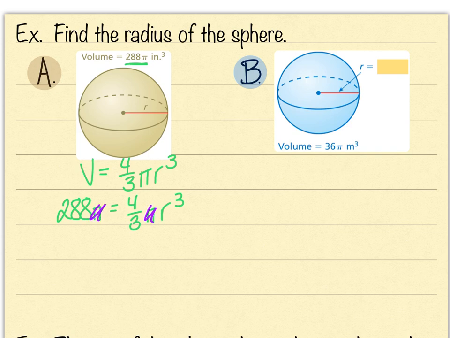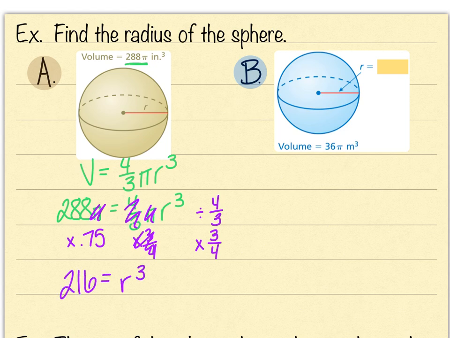And then we have to get rid of this 4/3. So we need to divide both sides by 4/3. But remember that dividing by a fraction is the same as multiplying by its reciprocal. So dividing by 4/3 is the same as timesing both sides by 3/4, which will help us cancel out the 4/3. Since I'm using my calculator, instead of timesing by 3/4, we could just times by 0.75. That's the reciprocal of 4/3. So 288 times 0.75 is 216.